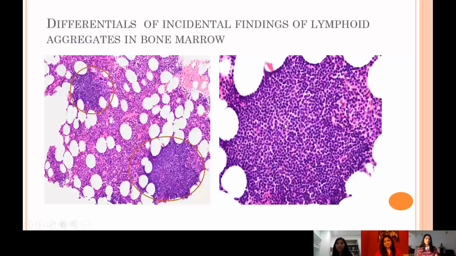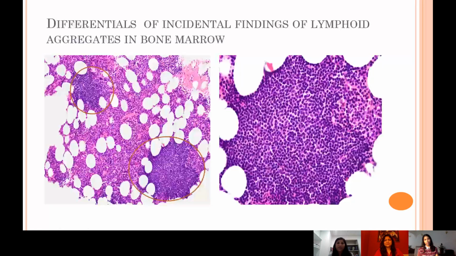And on the right side, you can see these cells are small, condensed, without prominent nucleoli. There is no brisk mitosis or apoptosis going on. We are not seeing any granuloma. Based upon this, the differential now is whether these are clonal or benign.